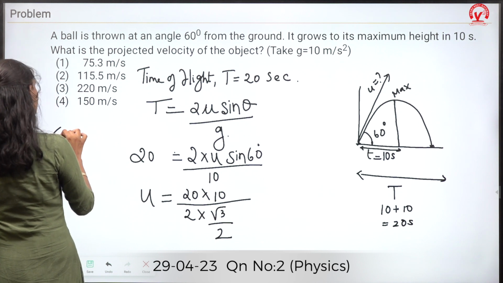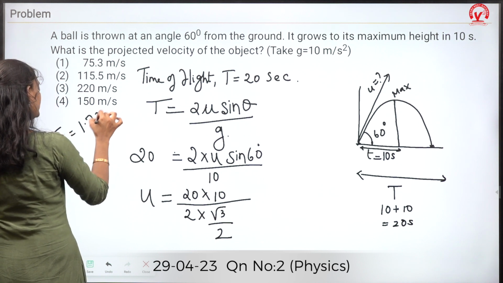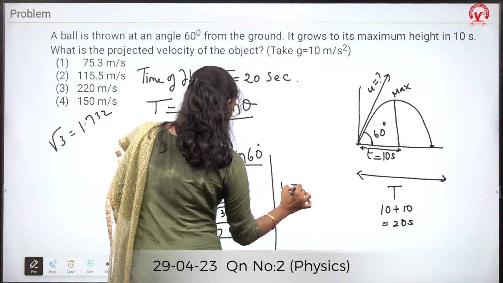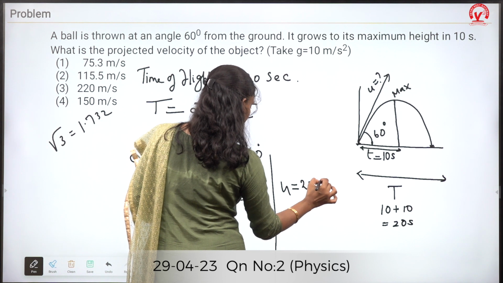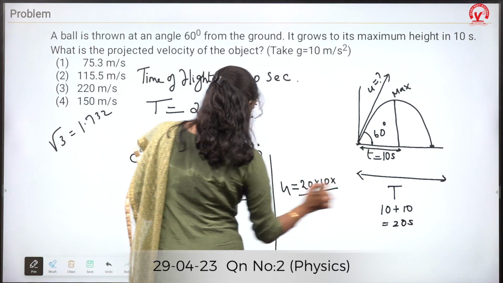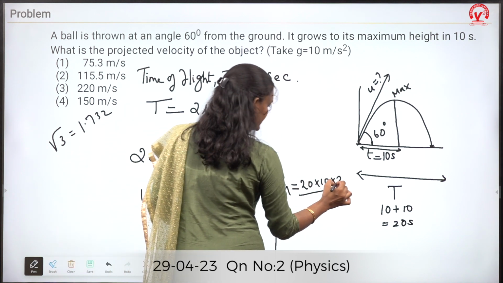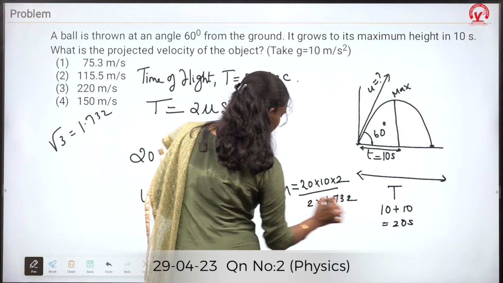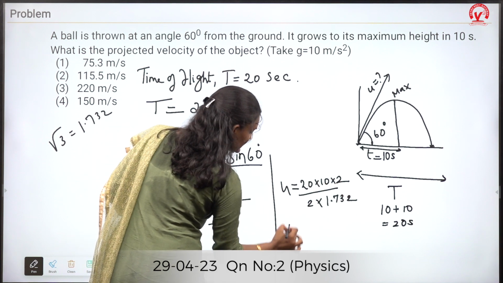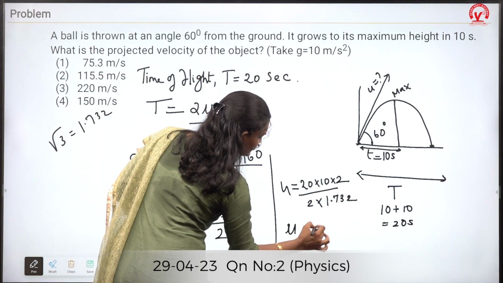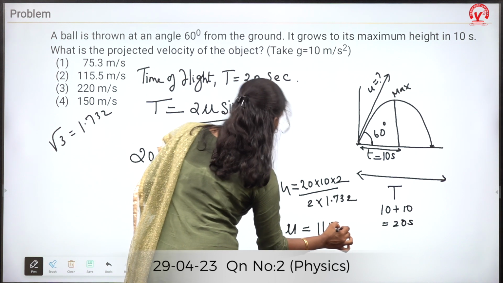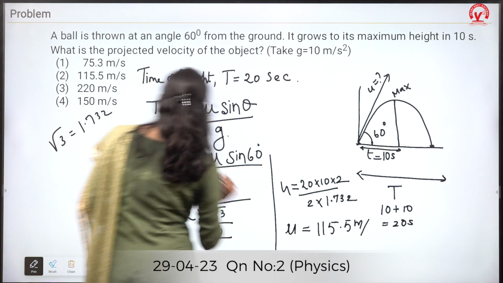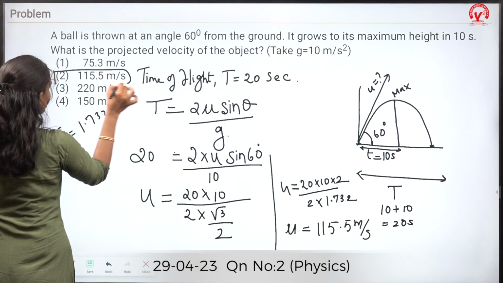We know that root 3 is equal to 1.732. So on substituting this value, you will get u is equal to 20 into 10 divided by 2 into 1.73. When you substitute this value, you will get the projected velocity as 115.5 meter per second. So option 2 is the correct one.